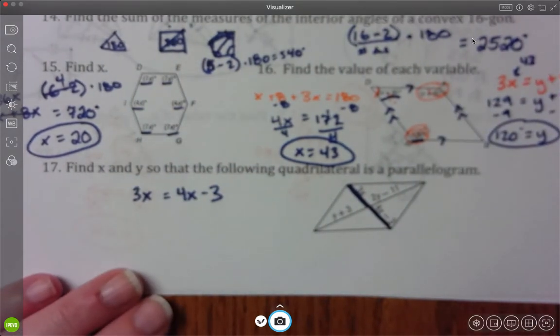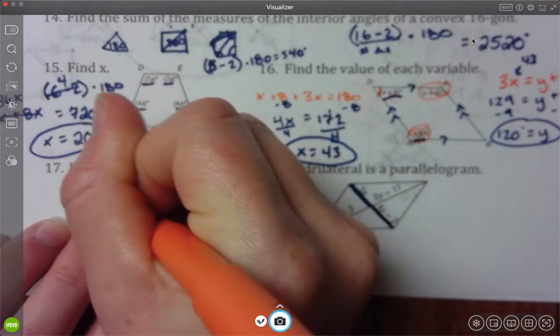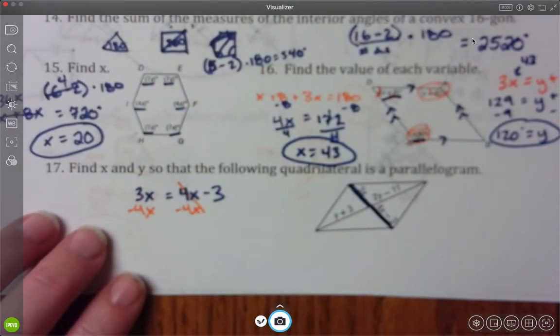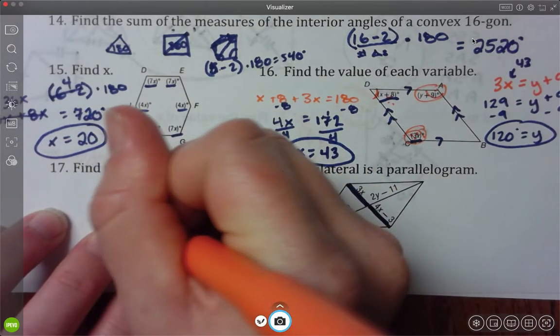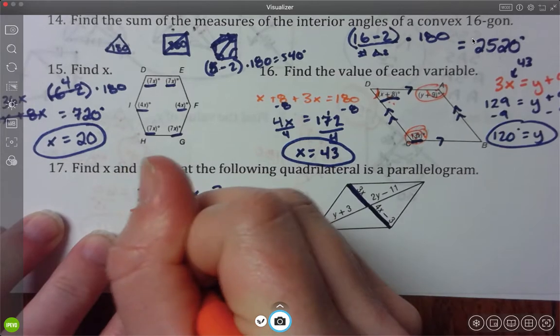Okay, and then let's go ahead and solve that one. So I'm going to subtract the 4x to the other side, even though it's going to give us negative x. 3x minus 4x is negative x equals negative 3. And x will be a positive 3.